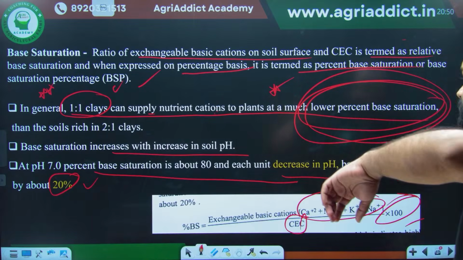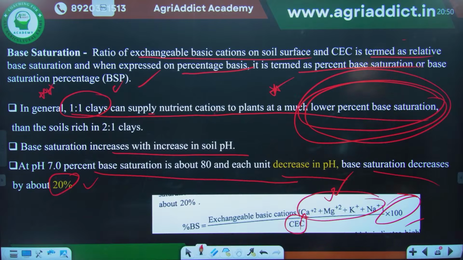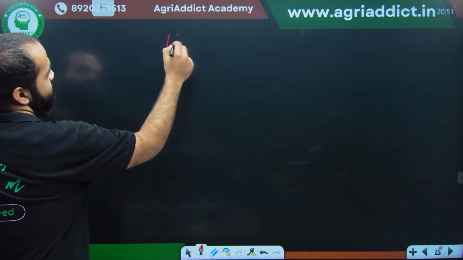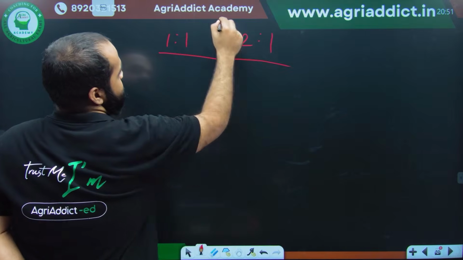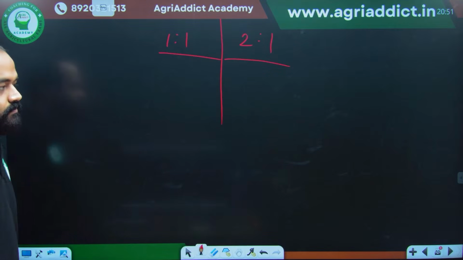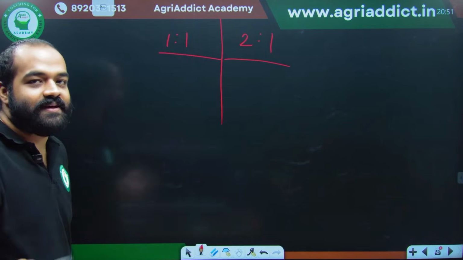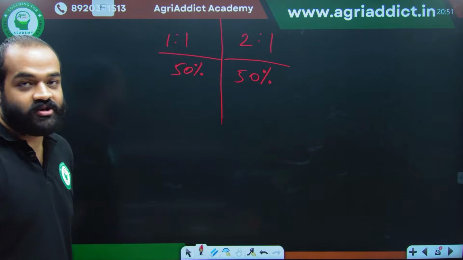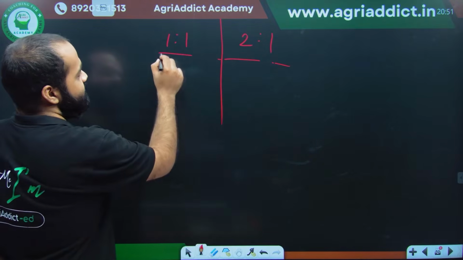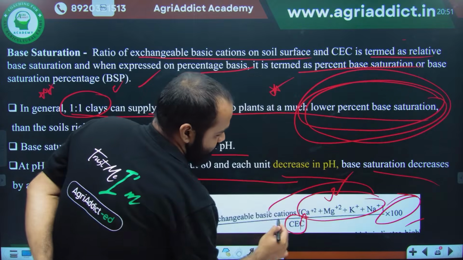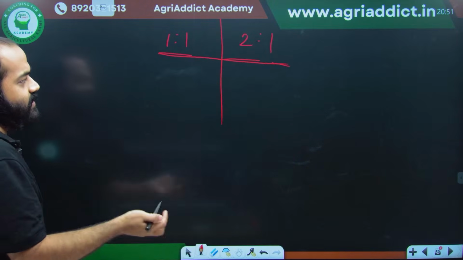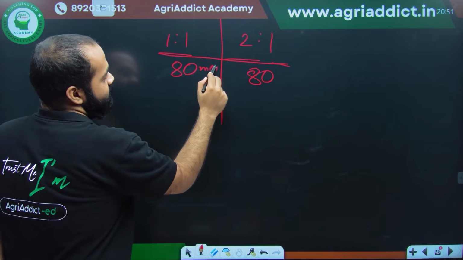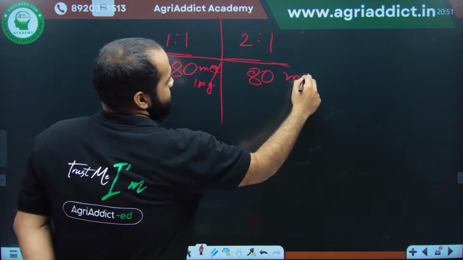Why does this statement say 1:1 clays can supply nutrient cations to plants at a much lower percent base saturation than 2:1 clays? How? Let us assume 1:1 clay and 2:1 clay, and assume the base saturation percentage of both is the same, say 50%. The extent of basic cations, this numerator, we take as the same; say the value is 80 and this is also 80. This is the numerator, and its unit will be milliequivalents per 100 grams, for both.